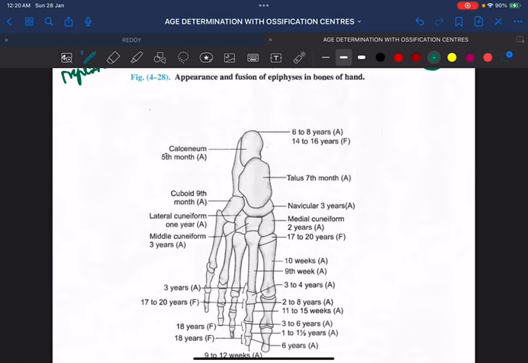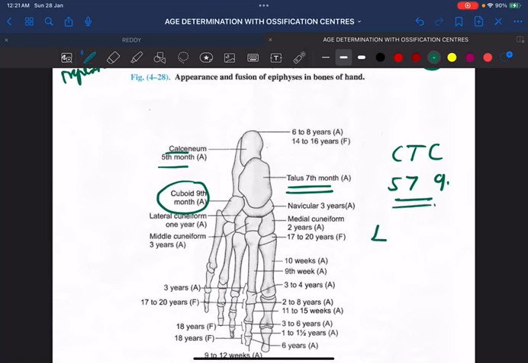That is, calcaneum is 5th month, cuboid is 9th month, talus is 7th month. Remember, like C, T, C, 5, 7 and 9. Calcaneum, talus and cuboid. Okay, 5, 7, 9. Then we have 3 cuneiforms. What are they? Lateral cuneiform, medial cuneiform and middle cuneiform.